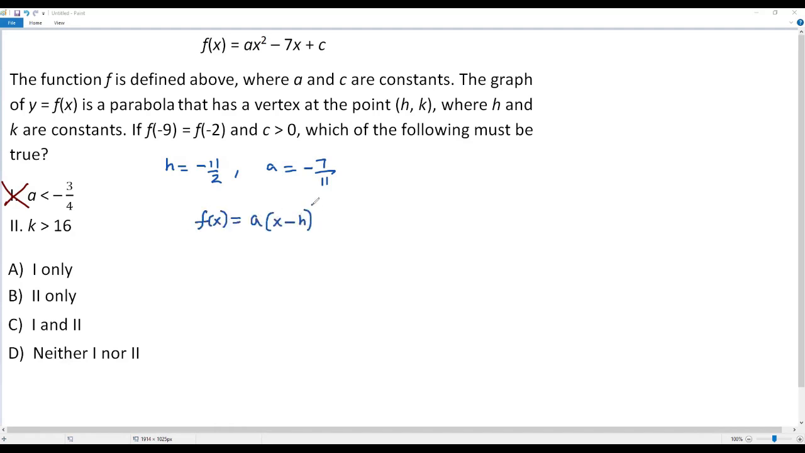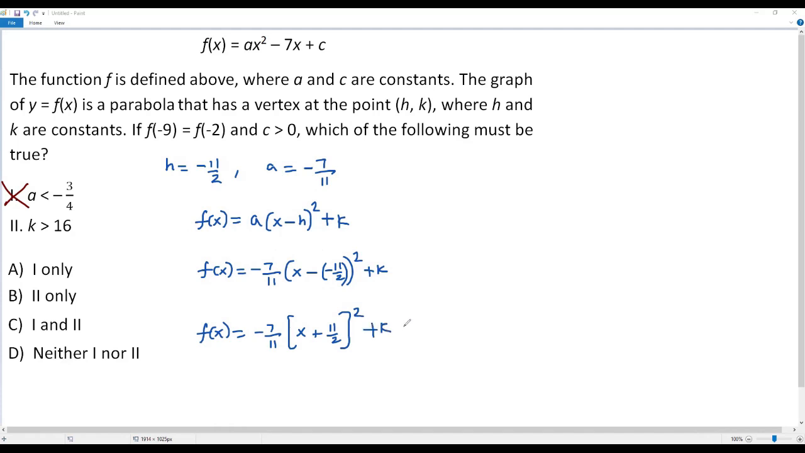x minus h, the whole squared, plus k. f of x equals, now let's plug in the values of a and h over here. It is negative 7 over 11 times x minus, and the value of h is negative 11 over 2, the whole squared plus k. Okay, f of x equals negative 7 over 11 times x, and negative times negative is positive, 11 over 2, the whole squared plus k.